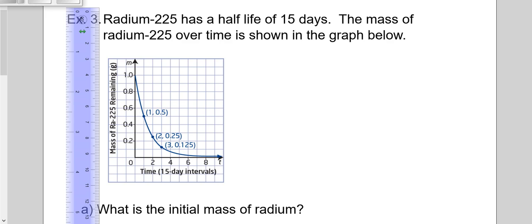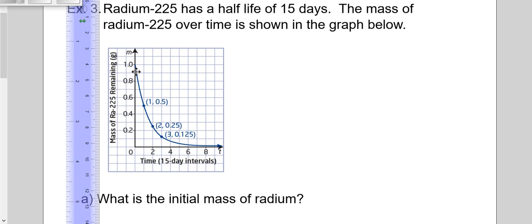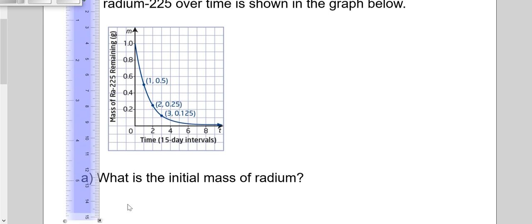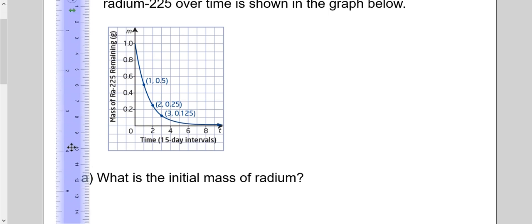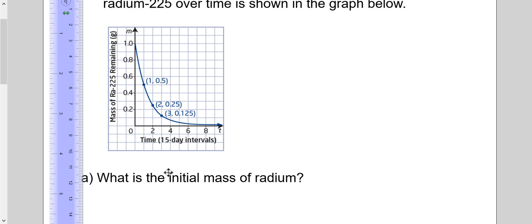Alright, next question. So if you look at this one here, the first thing that should come to your mind is, if your graph is decreasing in value, then it is exponential decay. So have a look at the question. Now let's look at part A. What is the initial mass of radium? So initial mass, if you use what you learned from science and physics, initial means the time would be 0.